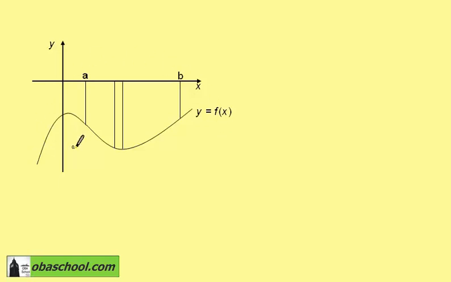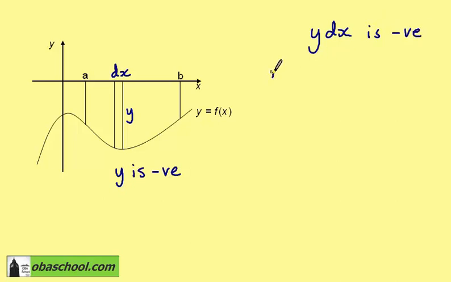If we consider the area we have here, then the strip has a height y and a width dx, but y is below the x-axis, and therefore y would be negative. This means that when we calculate y dx, we get a negative number, and the summation from x equals a to x equals b of y dx would also be negative.